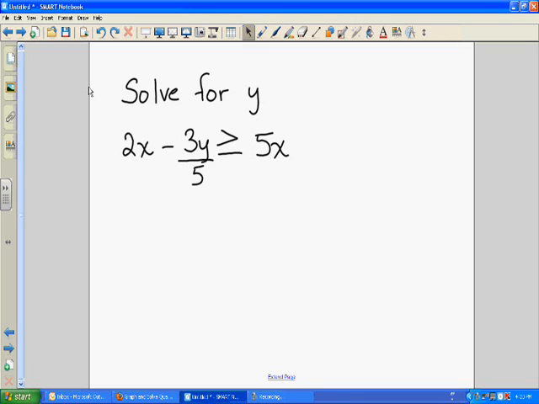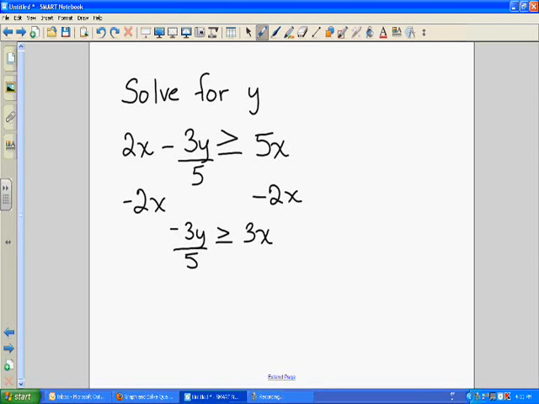So the first thing I want to get rid of is that 2x. There's not a plus sign in front of it, but that's an addition operation. So if I want to remove a positive 2x, I'm going to subtract 2x from both sides. And that's going to leave me with a negative 3y over 5 is greater than or equal to 5x take away 2x, which is 3x.